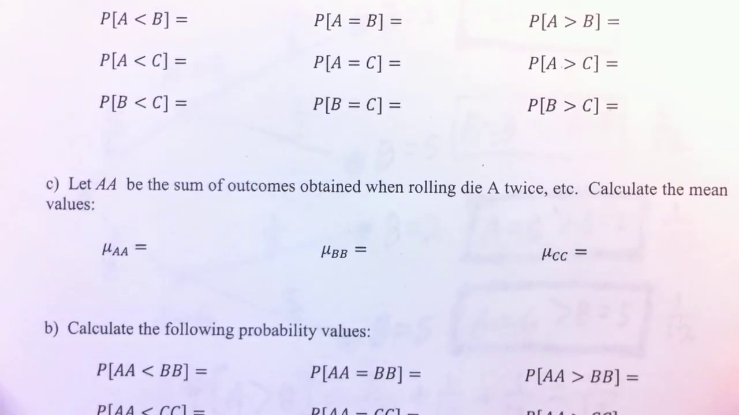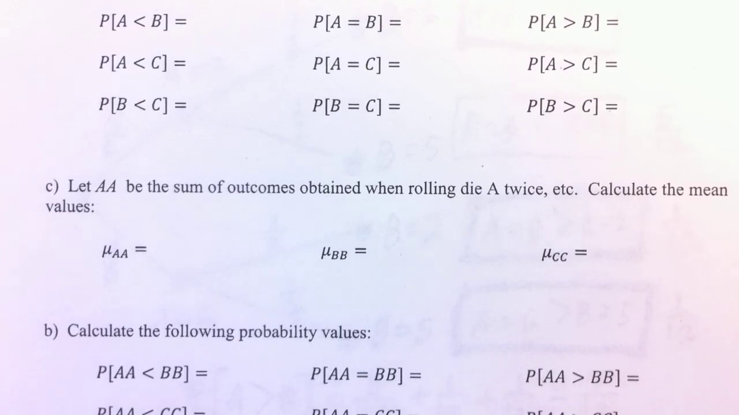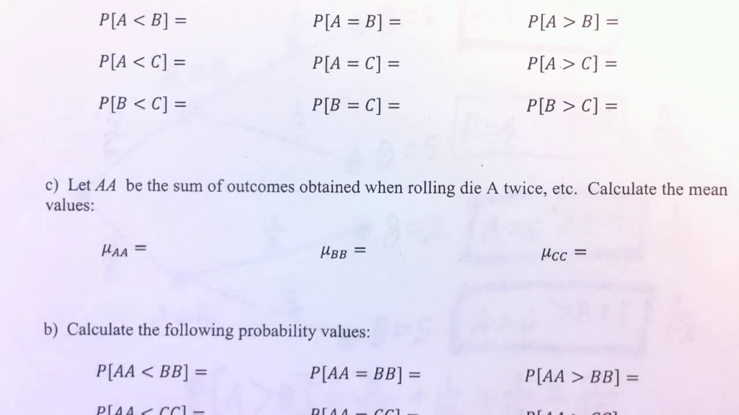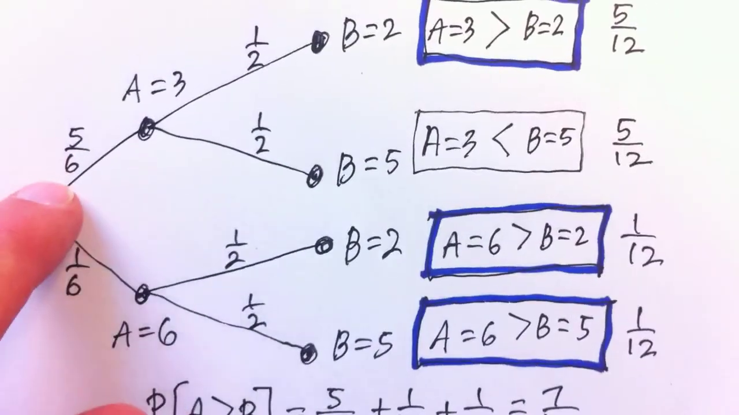Now let's think about what we need to do for parts C and D. Now it's a little more complicated. Label AA as the result that you get when you roll A twice and you add together the outcomes. What is the mean value? Okay, so it's kind of similar to what we had here, except now you're rolling A and rolling A again.